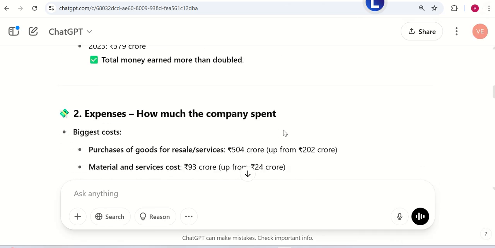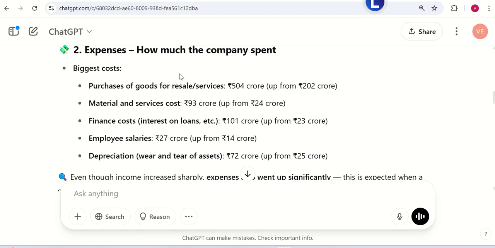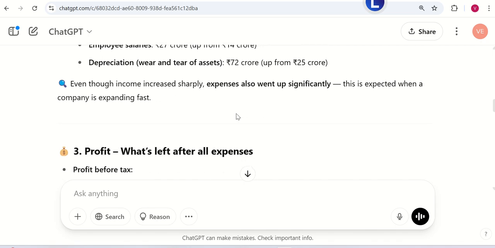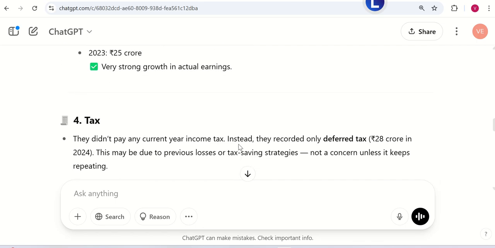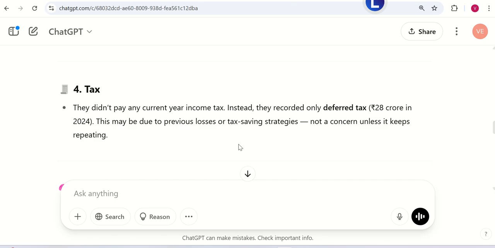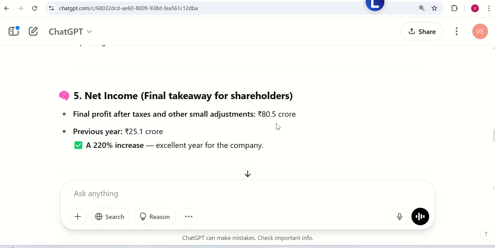Then when it talks about expenses, what are the numbers from different expenses and how much it has increased from the previous year. So profits. So what are the profits for each year? Cool. It is a 3x jump in profit. Tax. Here you have a small flag. You need to understand that they didn't pay any current year income tax. Instead, they recorded it as deferred tax. This may be due to previous year losses or tax savings. This is something which you need to investigate more.